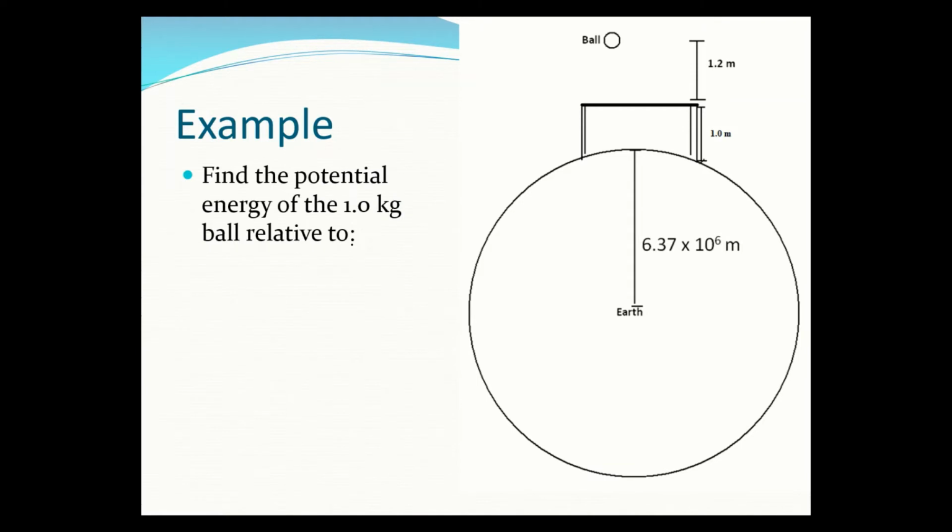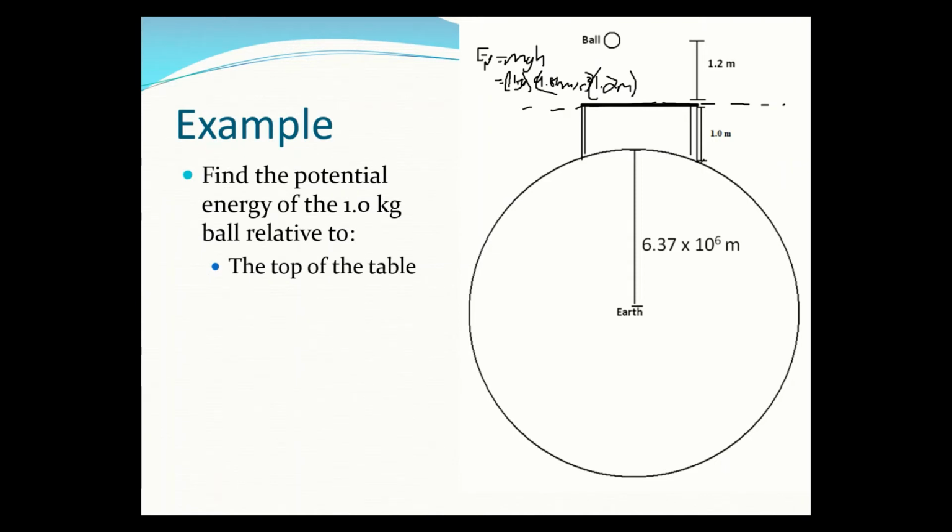Find the potential energy of a 1 kilogram ball relative to the top of the table. Well, the ball is 1.2 meters above the top of the table, so this is our 0 energy point. So we can use EP equals mgh. It would just be 1 kilogram times 9.81 meters per second squared, and then our height is 1.2 meters.